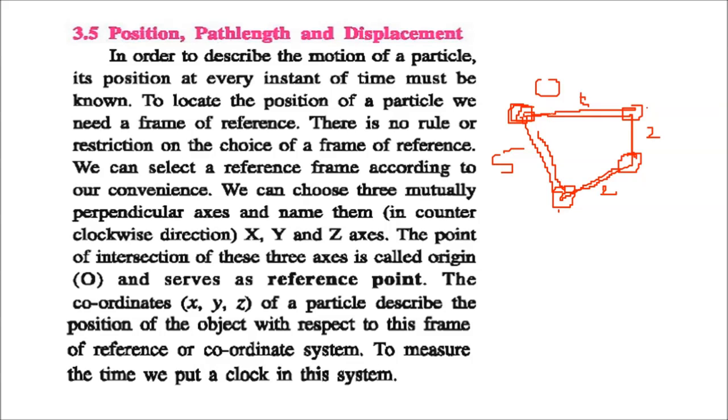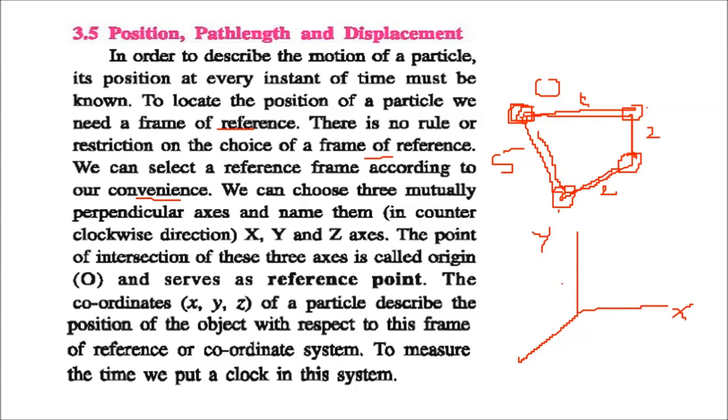Now this seems to be somewhat new for you, but we will discuss what the distance is and what the displacement is. So to locate the position of a particle, we always need a frame of reference. We cannot just say that this is a position. It has to be related to where you are watching from. There is no rule or restriction on the choice of frame of reference. You can take any frame of reference. We can select a reference frame according to our convenience. It's up to you.